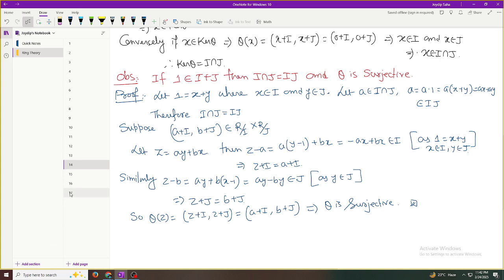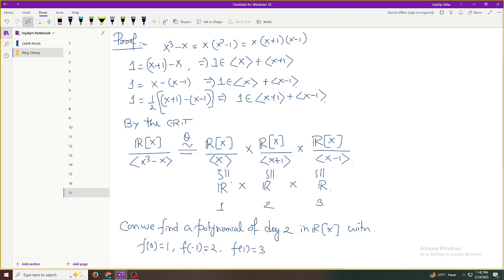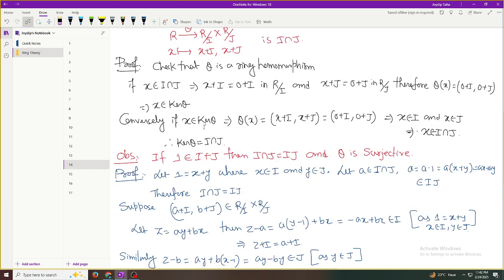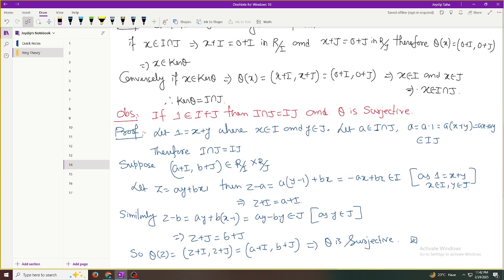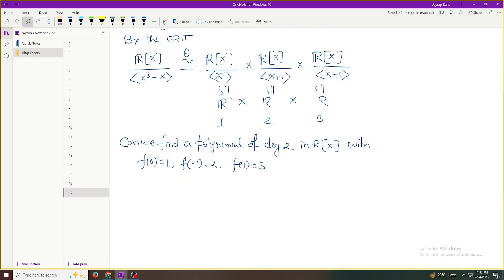Write 1 as this. Then, if you want to find the image of a plus i and b plus j, you should take a y plus b x. Now you can find it by the Lagrange interpolation method or by this method. That is your choice. Actually, at first I consider the polynomial f(x) = alpha x square plus beta x plus 1.